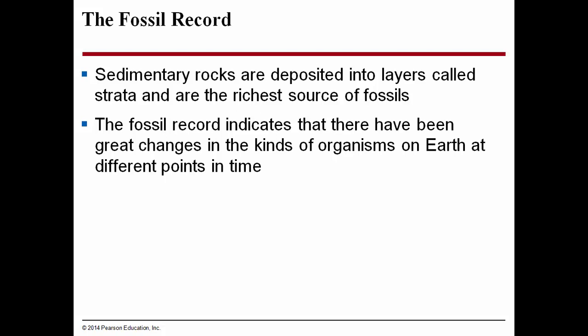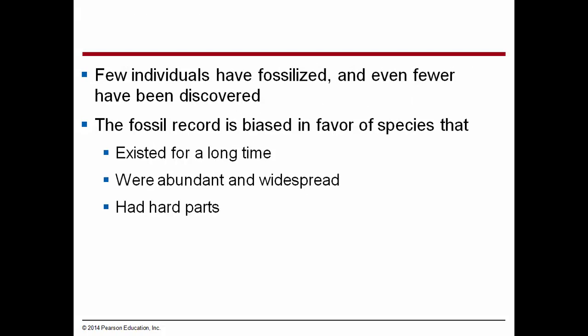The fossil record indicates that there have been great changes in the kinds of organisms on Earth at different points in time. So at one point in time, there was the Dimetrodon and the plesiosaur, but now we no longer have these organisms, so it thereby indicates that there have been changes in the kinds of organisms over a period of time. Few individuals have fossilized, and even fewer have been discovered. The fossil record is incomplete.